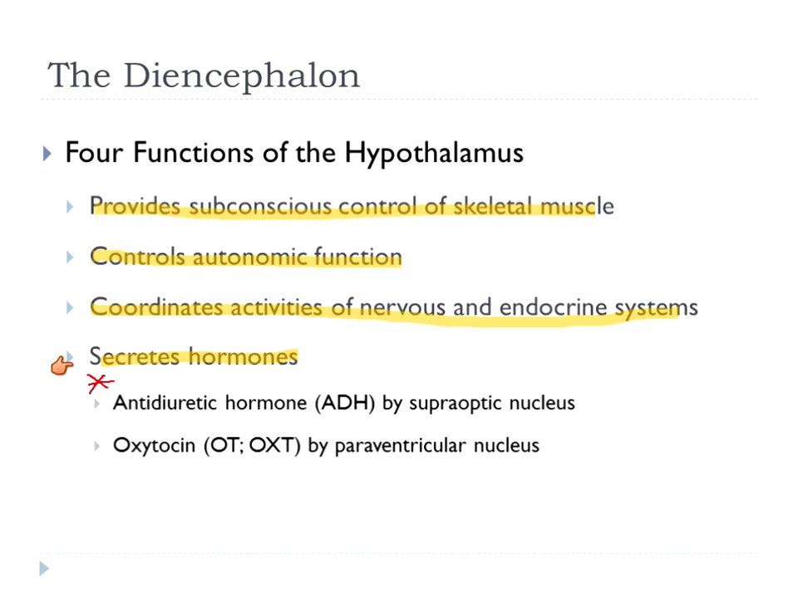The reason that we go ahead and say yes, it's the hypothalamus that does that is because it releases the hormones that tell the pituitary to release them, and the part of the pituitary gland where ADH and oxytocin are released from is called the neurohypophysis, which has direct tracts to the hypothalamus itself.